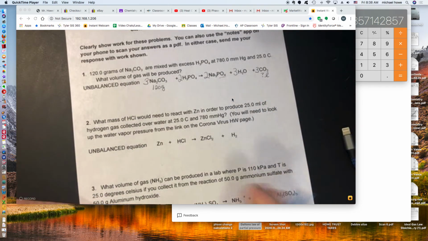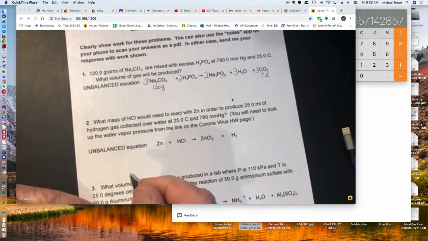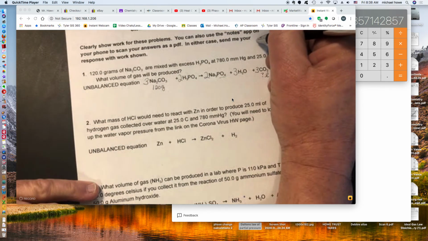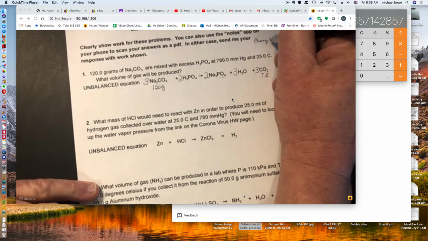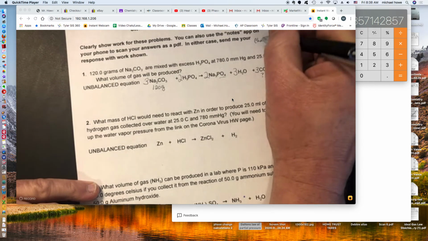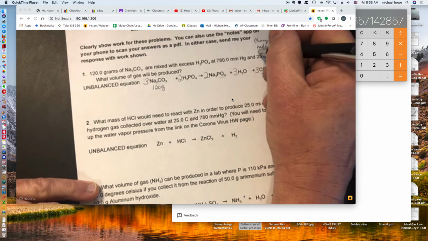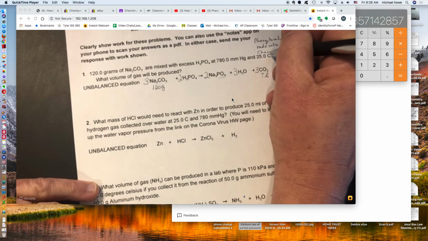All right, so the first thing you would want to do is change to moles. Okay, maybe I should write that down. Should I remind you? Change to moles. Then you do the mole ratio. And then you change to whatever unit you want.